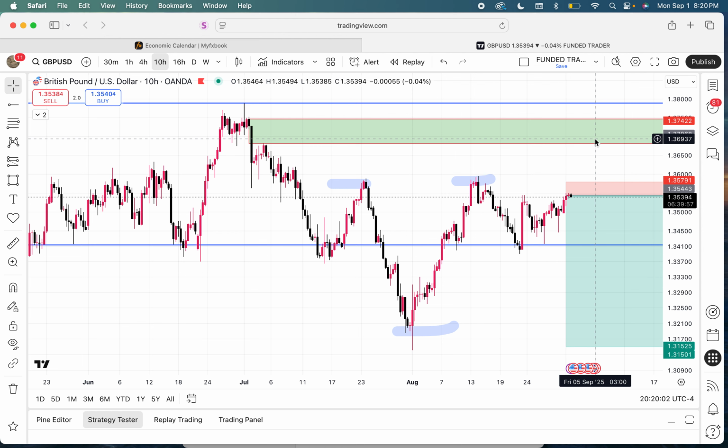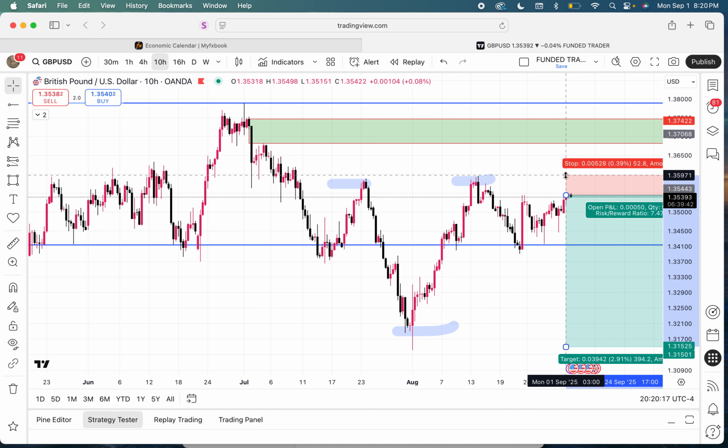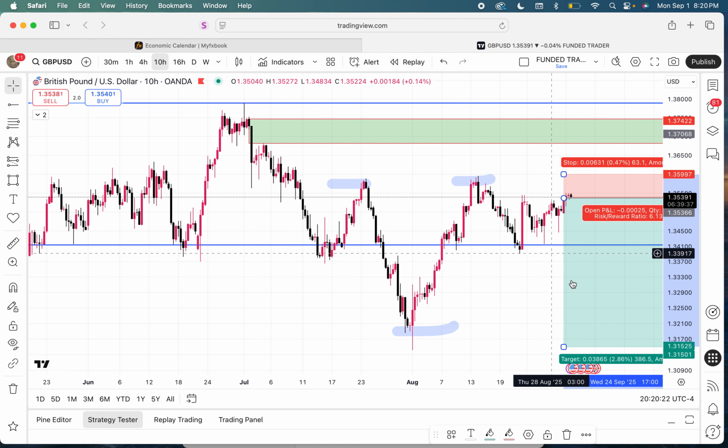Use a 0.5. Let's see. GU sale, 0.5 lots. I'll put my stop loss above here, so that'll be my stop loss actually. Right there. My entry would be where price is at right now. So my stop loss is 1.35997. Let's just put 1.35600 even, since the 20 point stop loss, so we'll see.